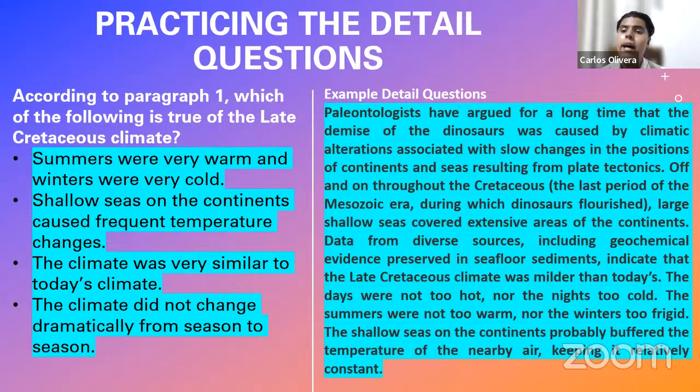So in this case, according to paragraph 1, which of the following is true of the late Cretaceous climate? And if you think about this one, well, the correct answer is the fourth one. The climate did not change dramatically from season to season. Are these exact same words repeated in the paragraph? No, but the information, the idea is there.